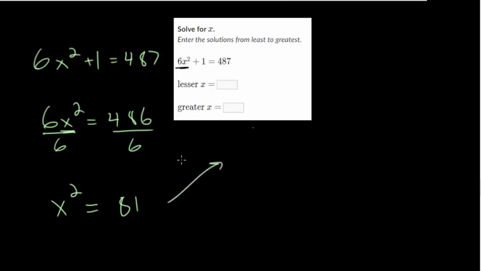And from here, we'll take a square root of each side. So that x is plus or minus. Don't forget that. The square root of 81. We need to account for the fact that there are 2 solutions to this. And those solutions would be minus 9 and positive 9. Since both of these squared would give us 81.